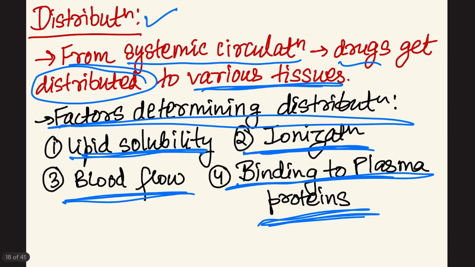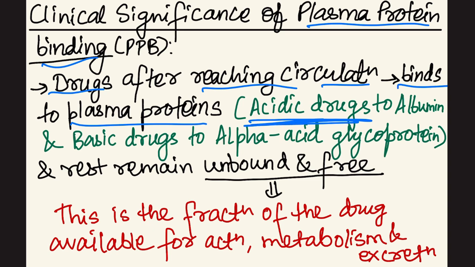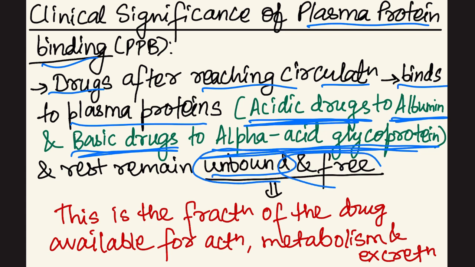So now coming to the significance of plasma protein binding, as you can see, drugs after reaching the circulation bind to the plasma proteins. Acidic drugs bind to albumin, and basic drugs bind to alpha acid glycoprotein, and the rest will remain in the unbound form, that is the free form, and this is the form which is responsible for mediating the action of the drug.